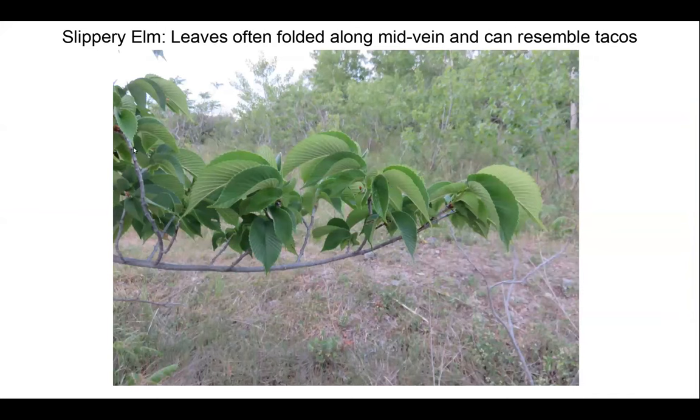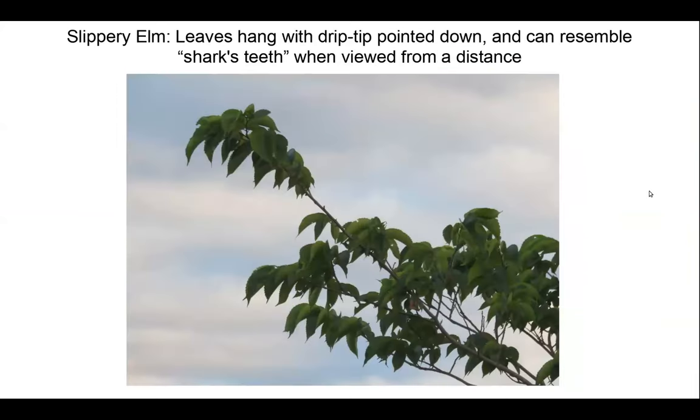And again, notice the ascending branchlets here. Slippery elm, even on a spreading branch, has lots of ascending branches going up from that spreading branch. You can often spot slippery elm from a kilometer away because it just has a very distinctive ascending growth form. And again, from far away, when the leaves are on, the leaves tend to hang tip down.